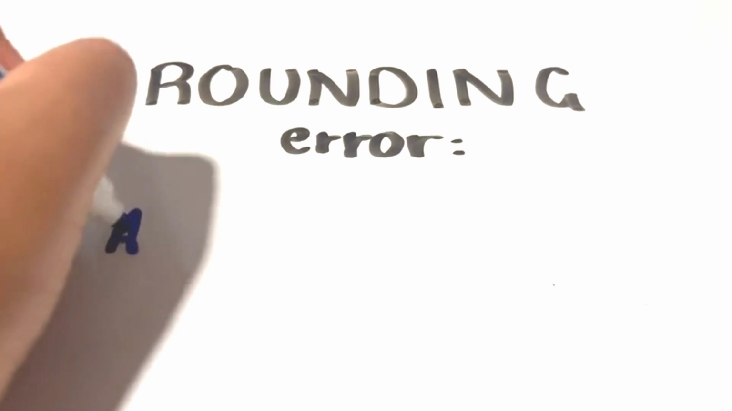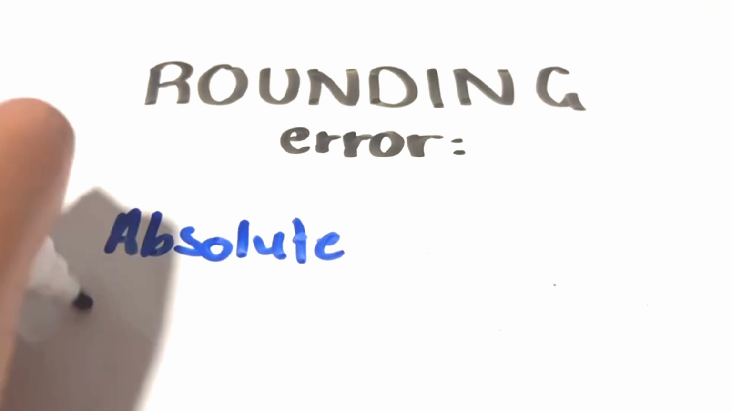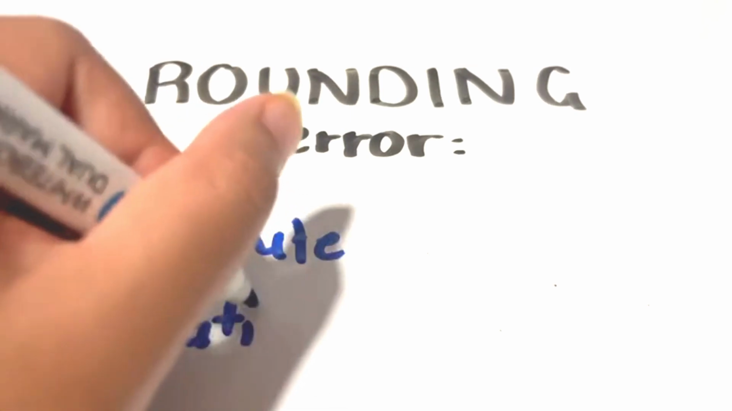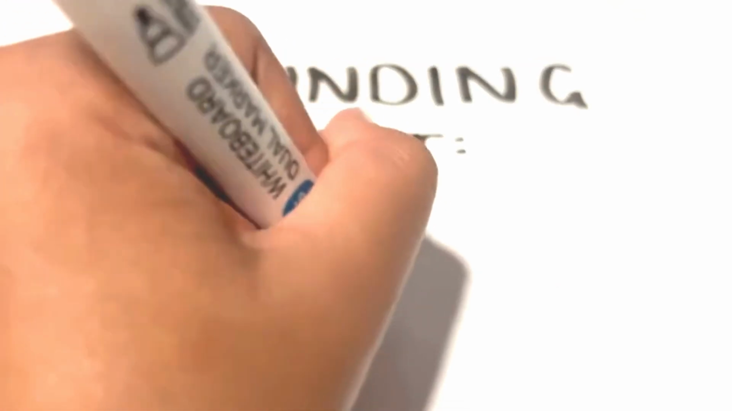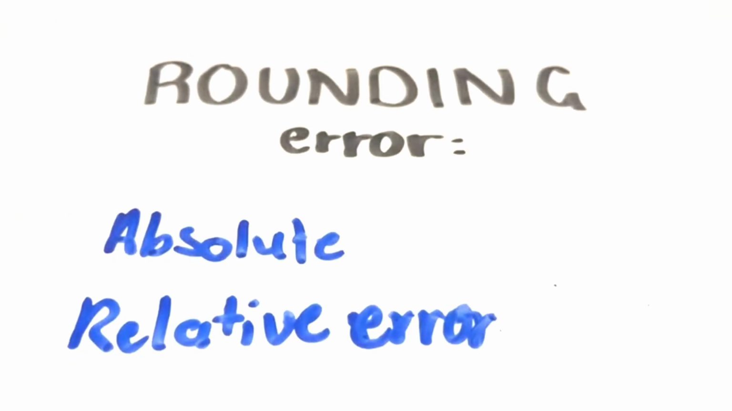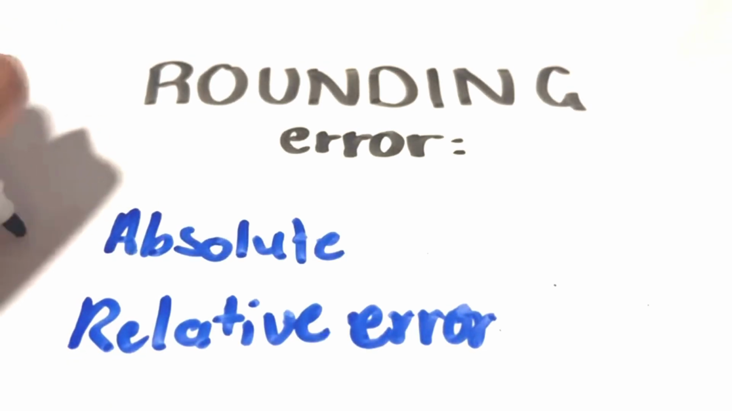Everyone, in today's video we're going to be looking at rounding error. So we're going to cover two types of rounding error, which is called absolute error, and there's also something called relative error. So let's start with absolute error.